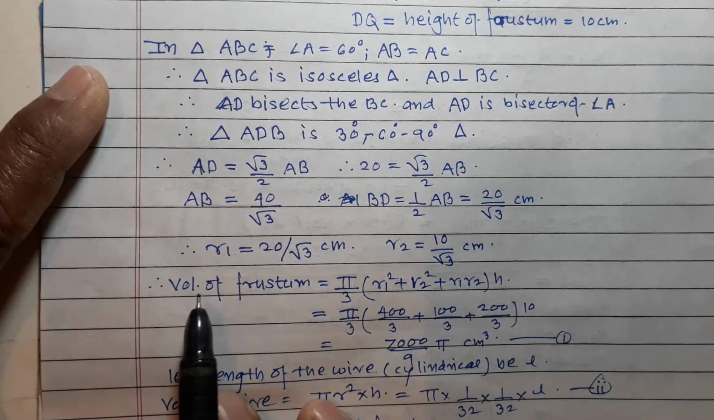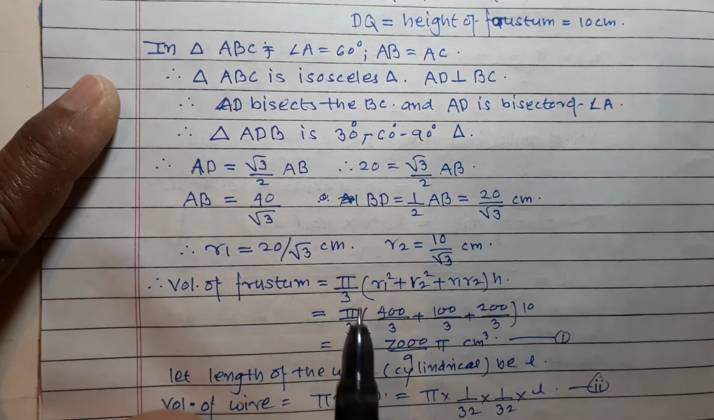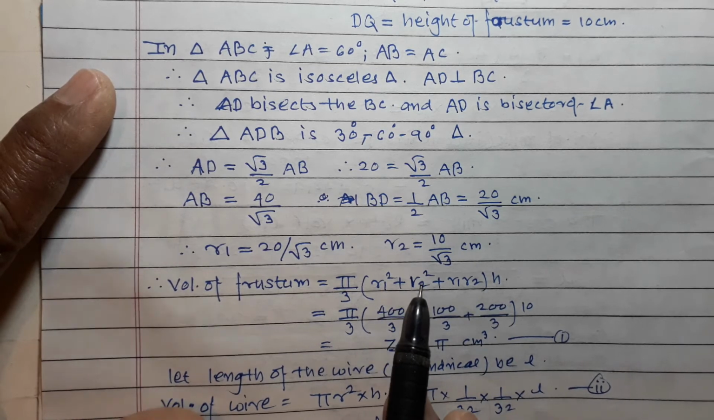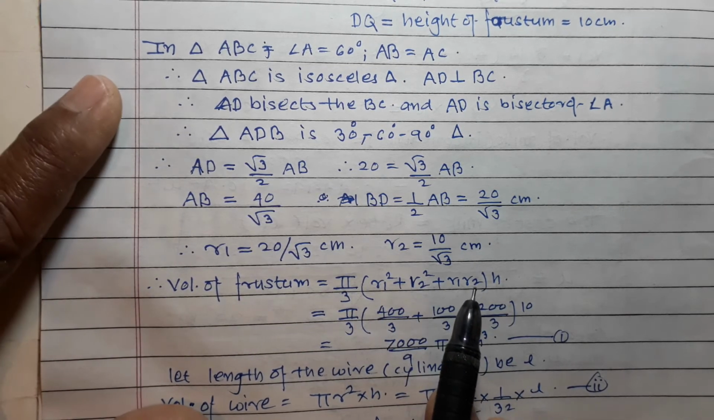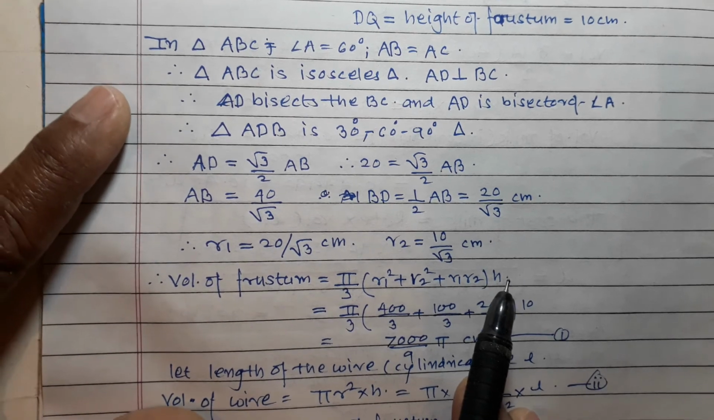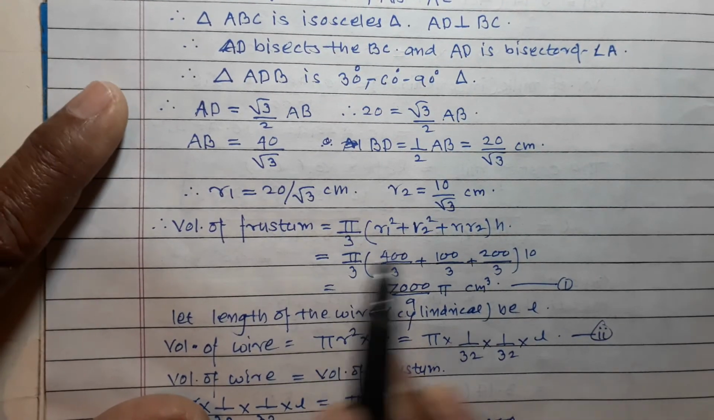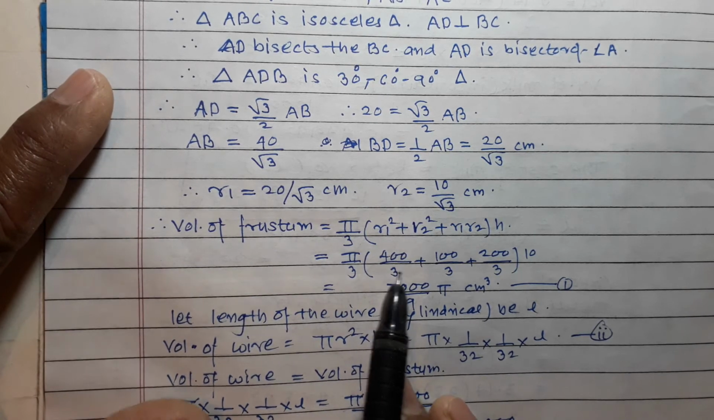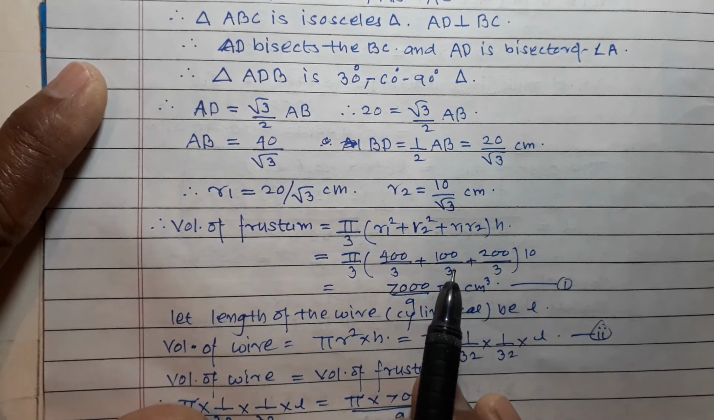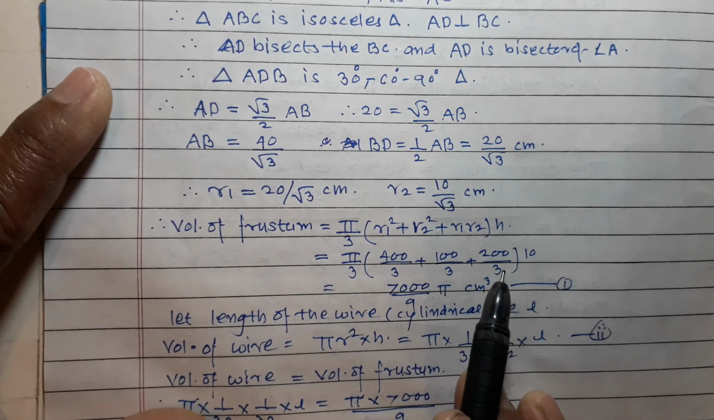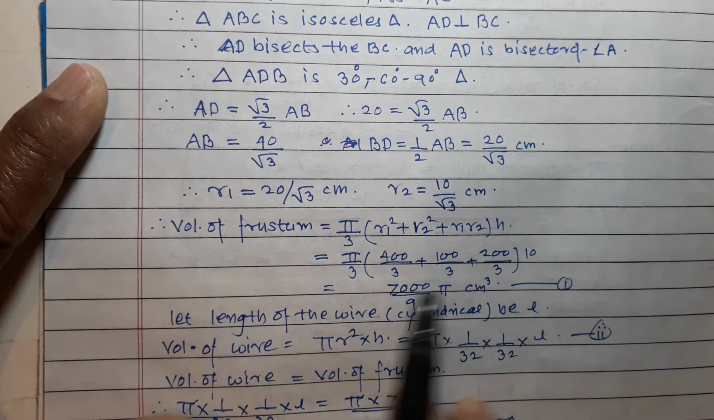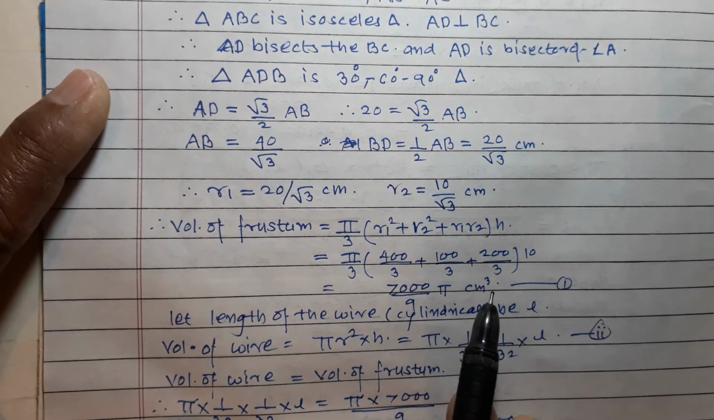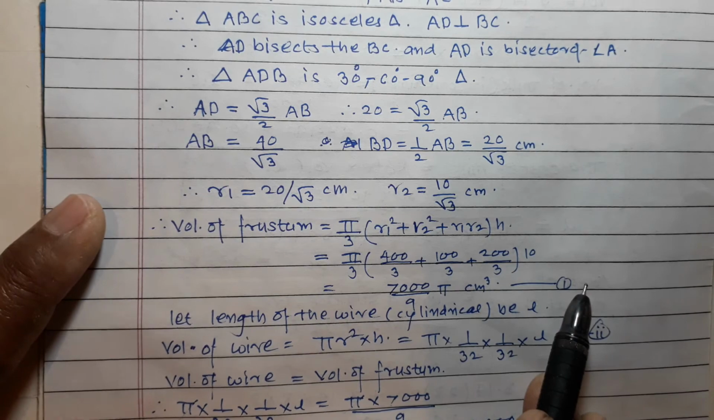So volume of frustum is equal to pi upon 3 into (R1 square plus R2 square plus R1 into R2) into H. Substitute values: pi upon 3 into (400 upon 3 plus 100 upon 3 plus 200 upon 3) into 10. If you simplify this, you will get 7000 upon 9 pi cm cube. Statement number 1.